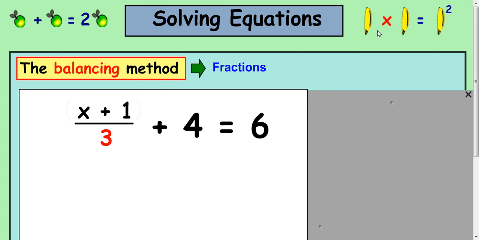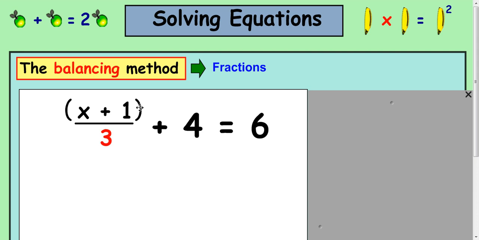In this lesson we're going to look at equations with fractions, but slightly harder ones. So in this first equation, we've got (x plus 1) all divided by 3, plus 4 equals 6. Now my first tip is, when you've got more than one thing being divided, I tend to put it in brackets like this, so as to keep it together.